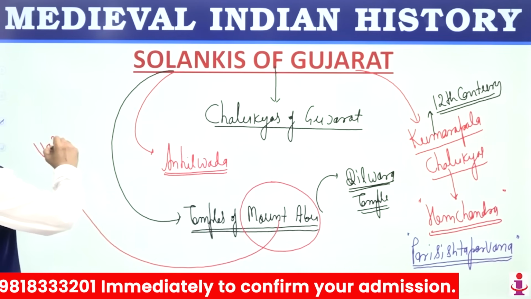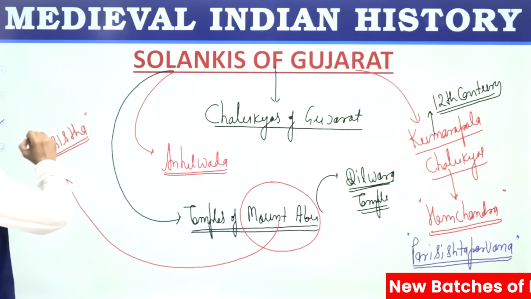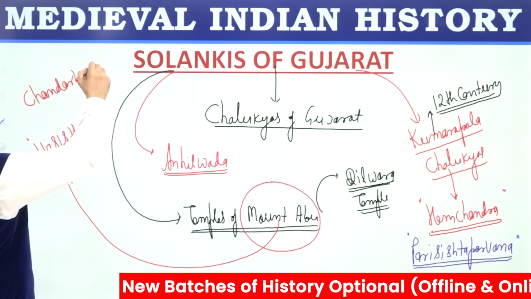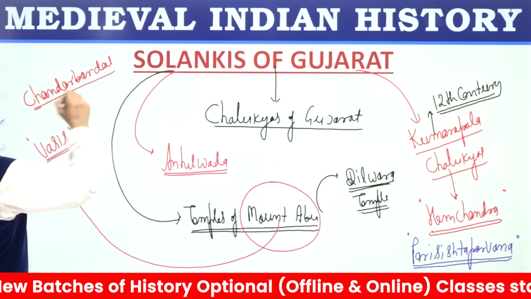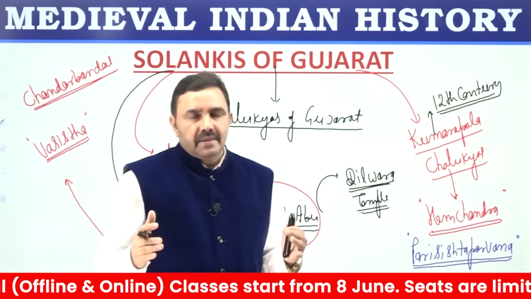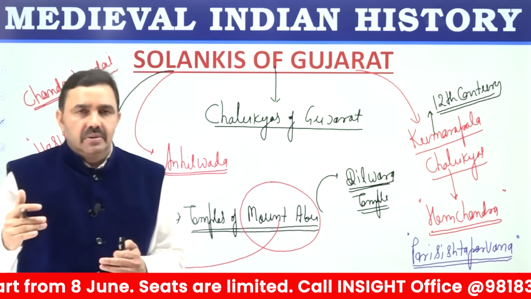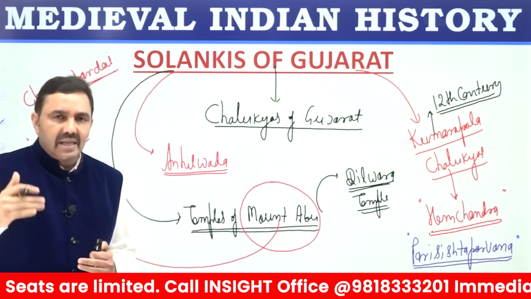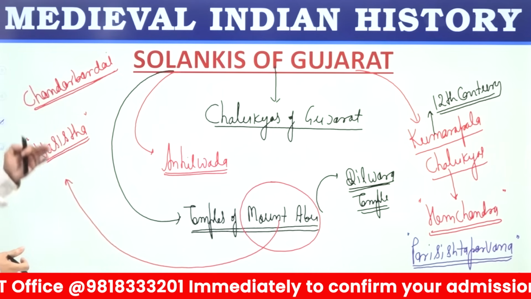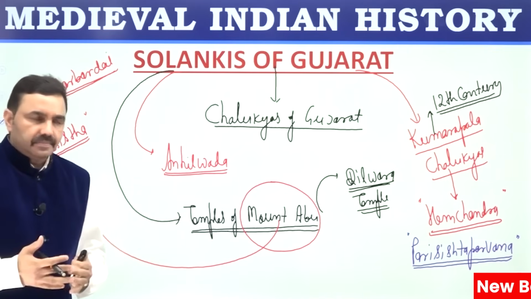According to Chandarbardai, he was the court poet of Prithviraj Chauhan III, the king who lost to Muhammad Ghori in 1192, the king who had defeated Muhammad Ghori in 1191 in the first Battle of Tarain. He wrote a book titled Prithviraj Raso. Raso means a story of Prithviraj Chauhan.